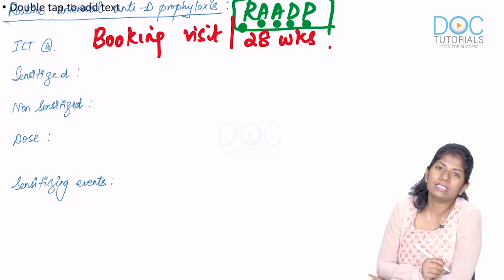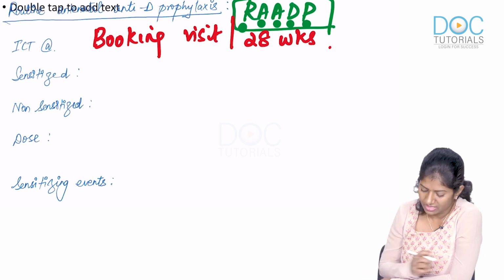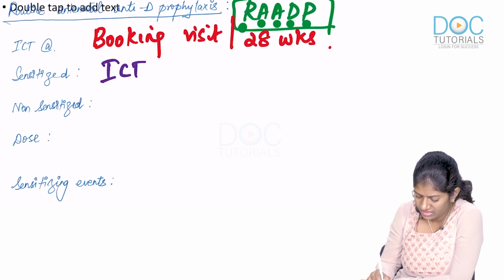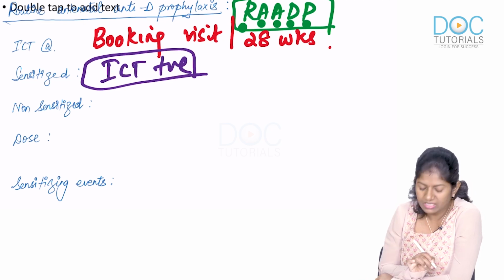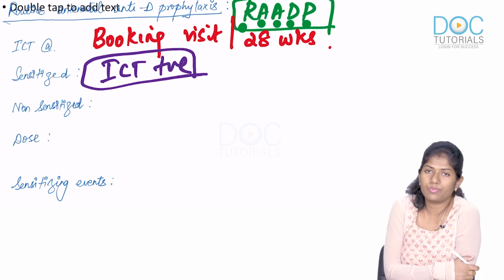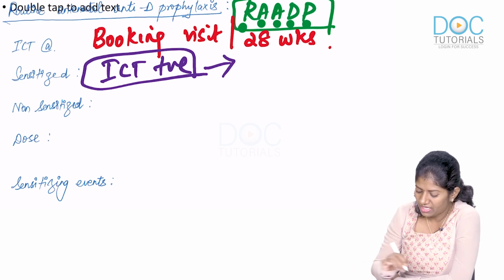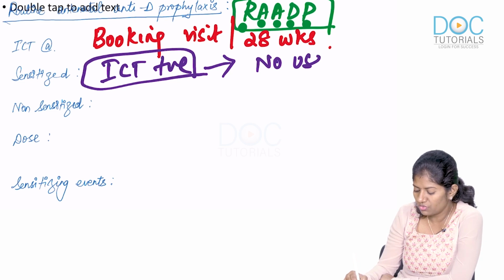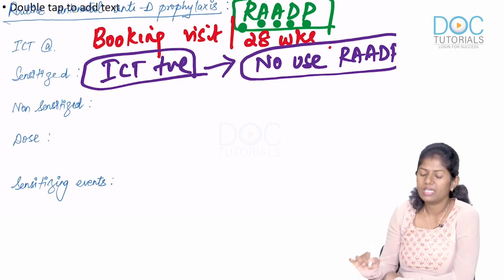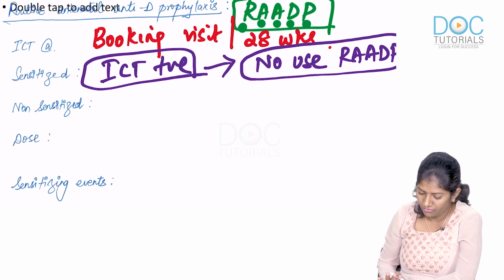So what do you mean by sensitized women? If ICT is positive, the pregnancy is sensitized, right? Is there any point giving anti-D in a sensitized pregnancy? There's no point. So if ICT is positive, there is no use giving routine antenatal anti-D prophylaxis.